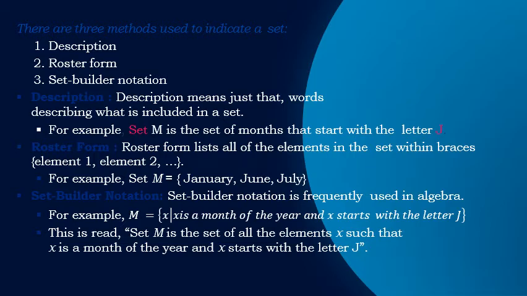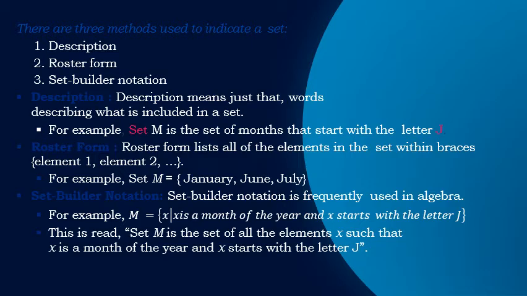Next is the roster form method. Roster form lists all of the elements in the set within braces. So we have element 1 separated by a comma, and then element 2, and then any other element. Then it is enclosed by curly brackets. For example, set M is a set with elements January, June, and July. They are separated by commas and then enclosed by curly brackets.